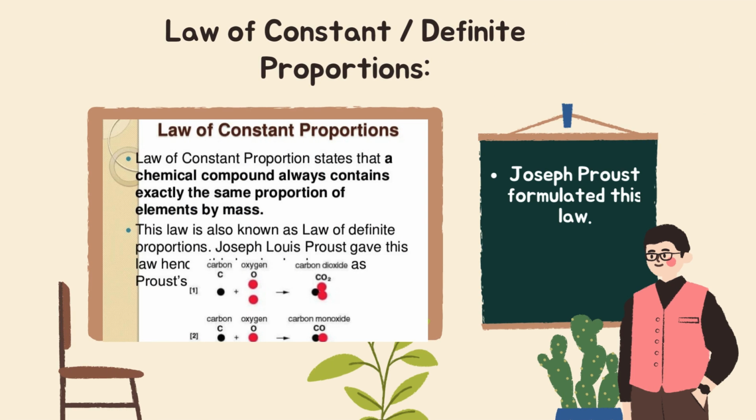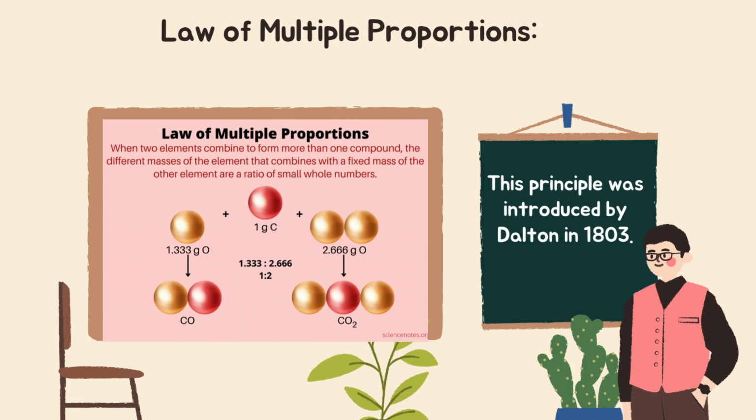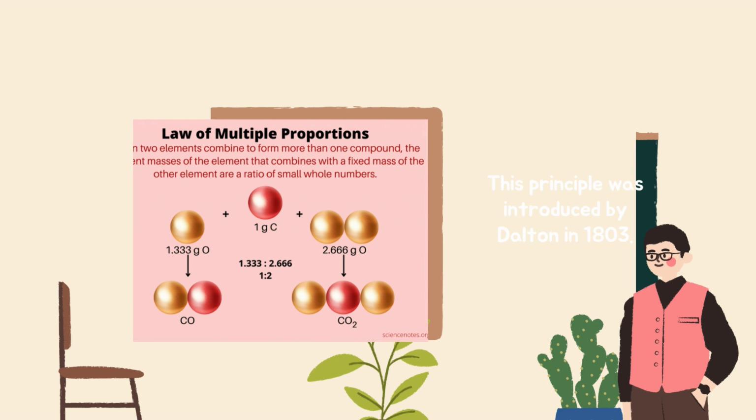Second is the law of constant definite proportions. The proportions of elements in a compound are fixed and constant. Joseph Proust formulated this law. Third is the law of multiple proportions. When elements combine to form compounds, their masses combine in simple whole number ratios. This principle was introduced by Dalton in 1803.